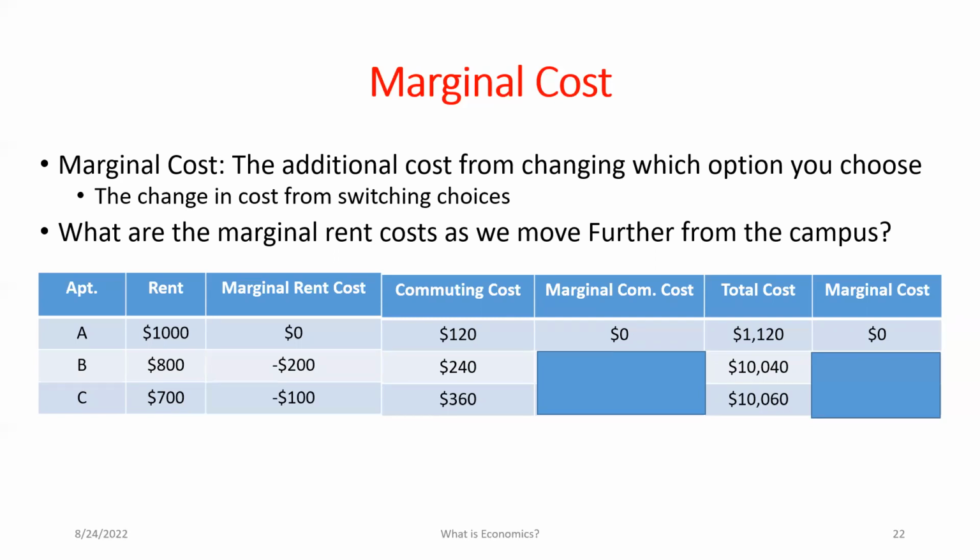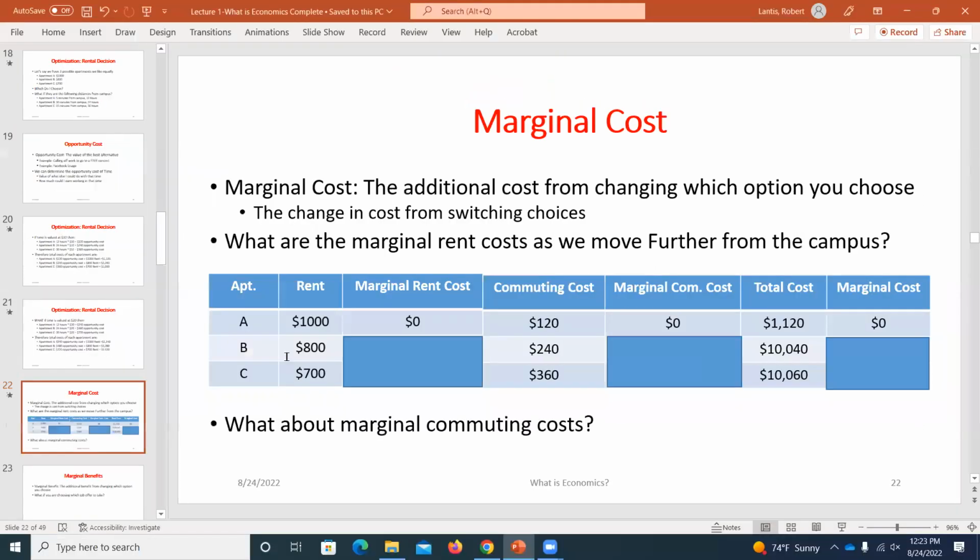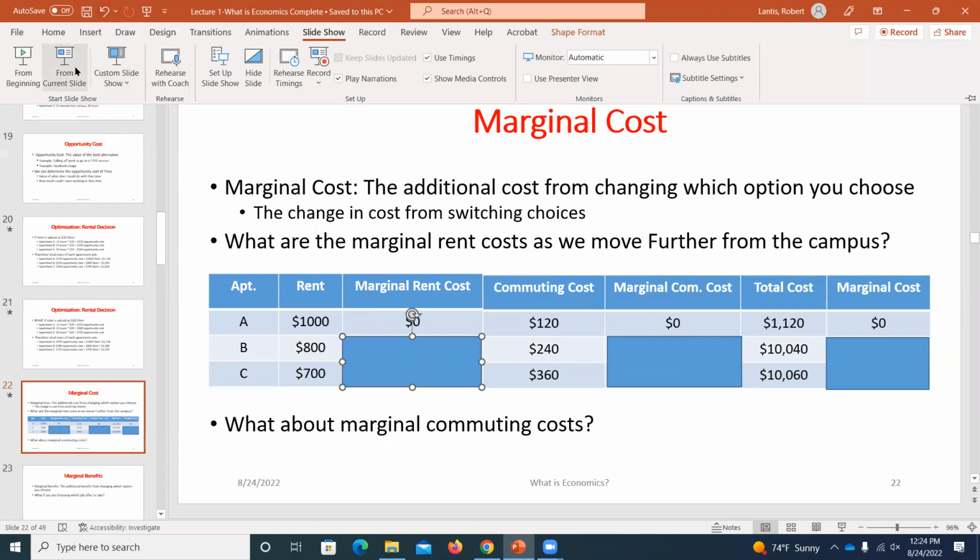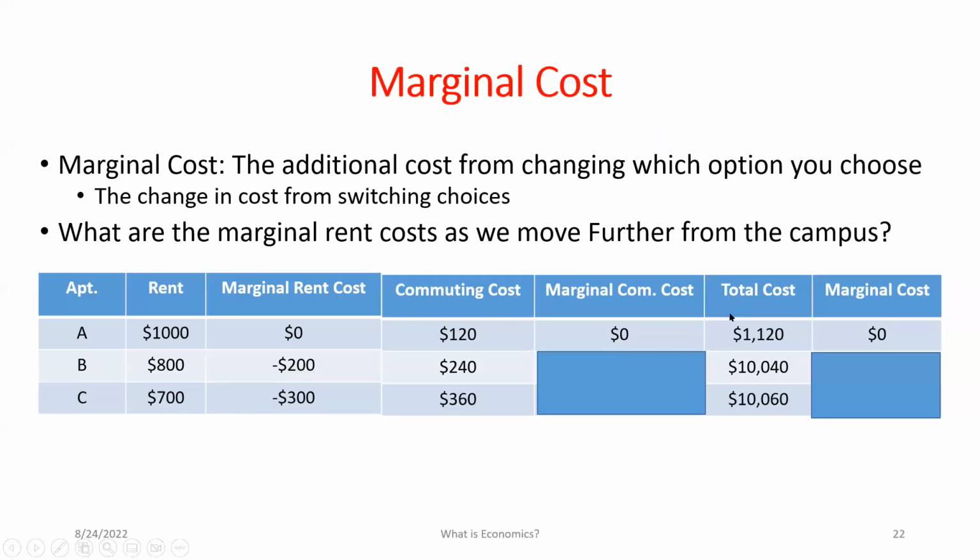If I was to choose apartment B over apartment A, I'm actually paying $200 less. And if I choose apartment C instead of apartment A, I'm actually spending... Jeez, I should check my numbers. There we go. So this one's not $100 less, this is $300 less. I meant to add those two values together. There we go. So the marginal rental cost here is that if I choose apartment C instead of apartment A, I'm spending $300 less.